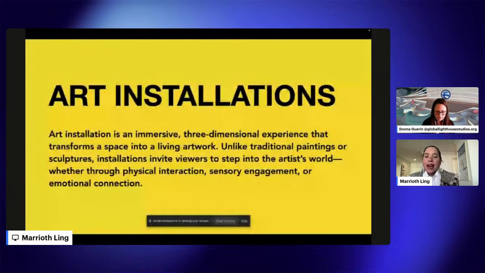So for a start, directly with the point of art installations. Art installation is an immersive three-dimensional experience that transforms space into a living artwork. Unlike traditional paintings or sculptures, installations invite viewers to step into the artist's world, whether through physical interaction, sensory engagement, or emotional connection. So there is a little bit of a difference between a sculpture and an art installation, even if a sculpture is also three-dimensional in the majority of cases.